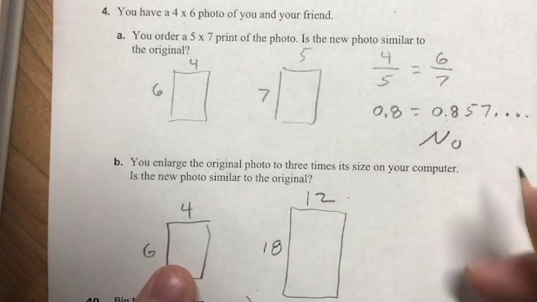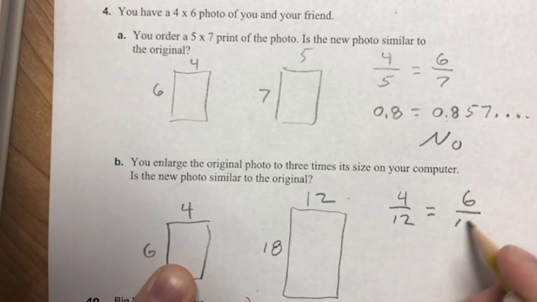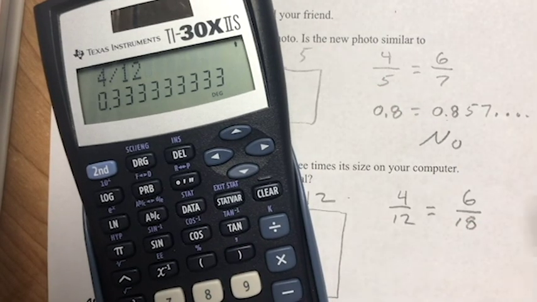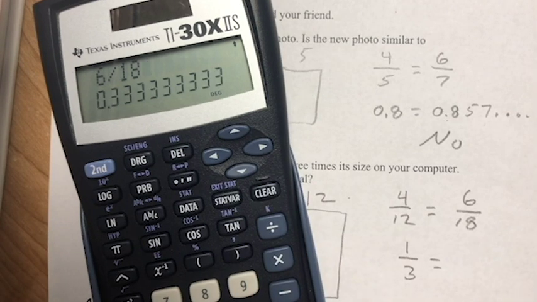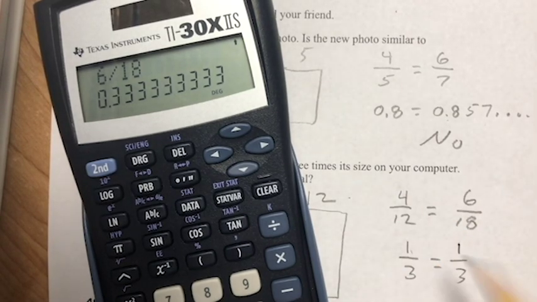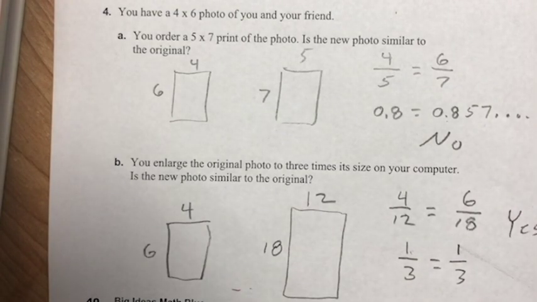Now that you have these new dimensions, you can set your proportions. 4 to 12 is equal to 6 over 18. Let's see if these proportions are exactly the same thing. 4 divided by 12 gives me 0.33333333, and you better know that fraction to be 1/3. And 6 divided by 18 gives me 0.333333, and you better know that fraction is 1/3. And since both of these things are the exact same number, that means that yes, these are proportional to one another. Yes, these are similar.